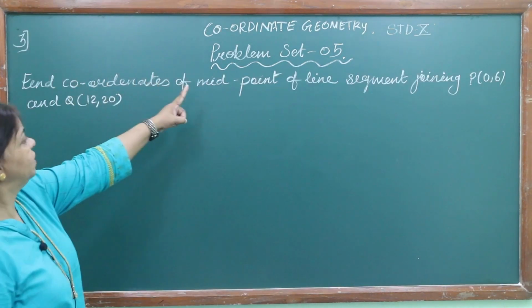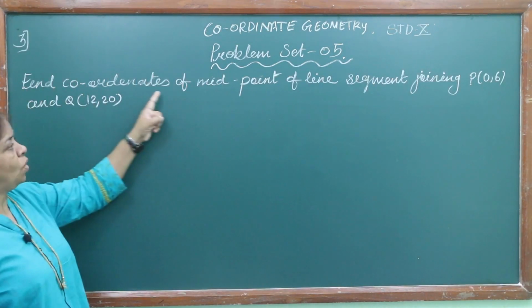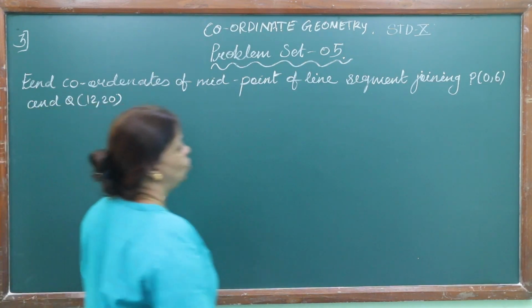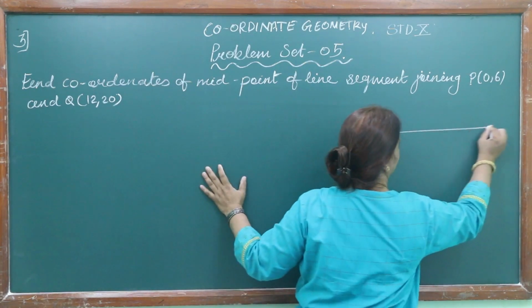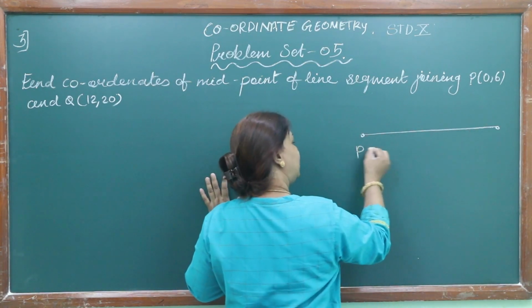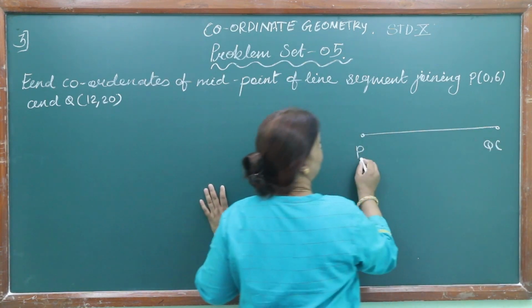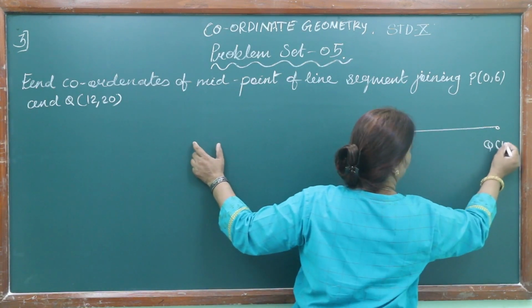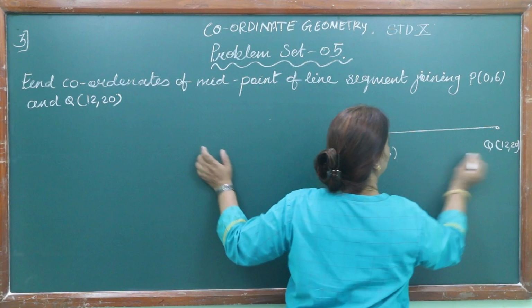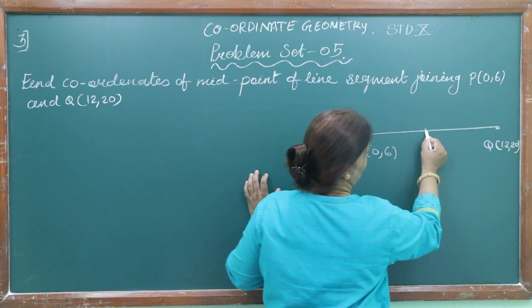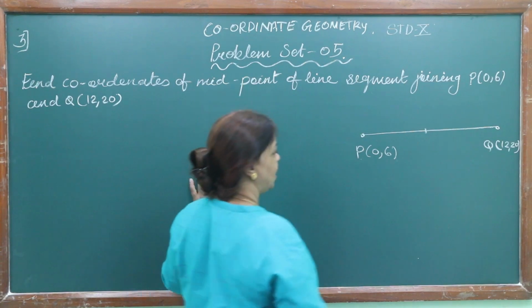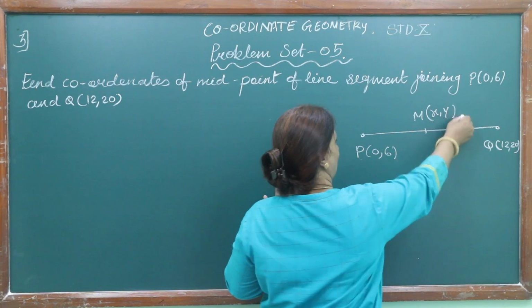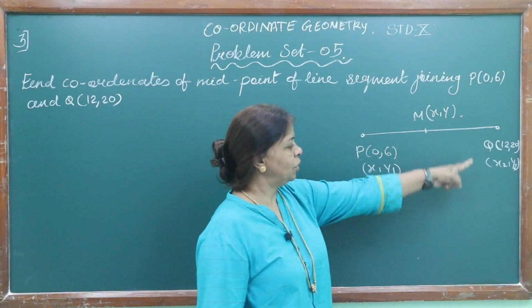Question number 3 of problem set. Find the coordinates of the midpoint of the line which is joining P and Q. So there is a line segment. We join point P and point Q. The coordinates of point P are 0, 6 and coordinates of point Q are 12, 20. And we need to find out the midpoint of this. Let us say M is the midpoint and the coordinates of the midpoint are x, y. Point P is x1, y1 and point Q is x2, y2.